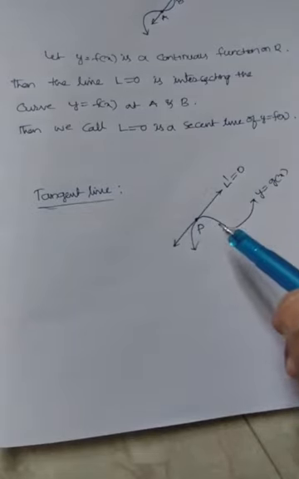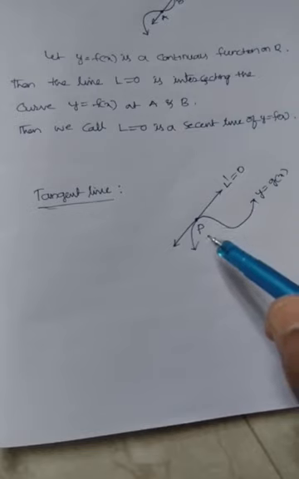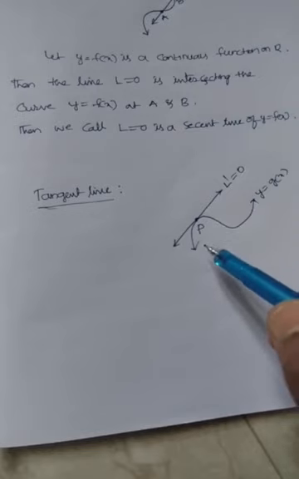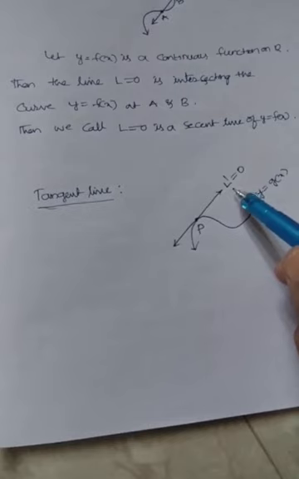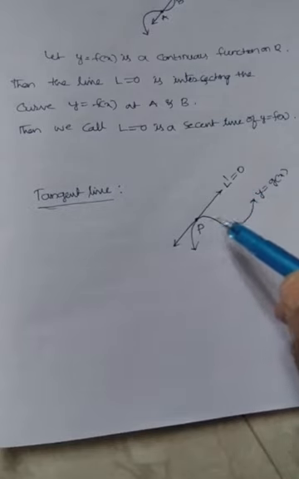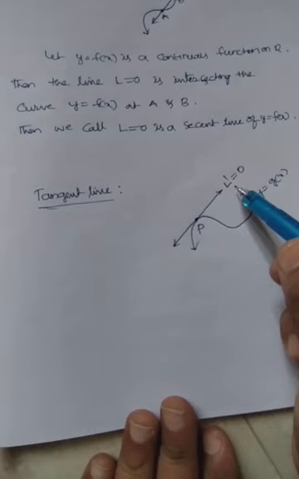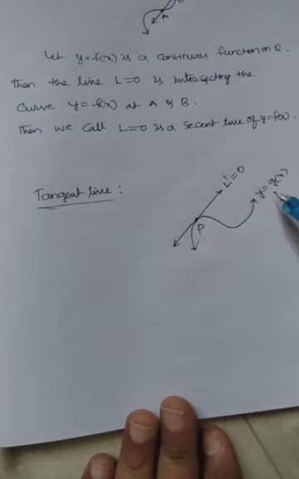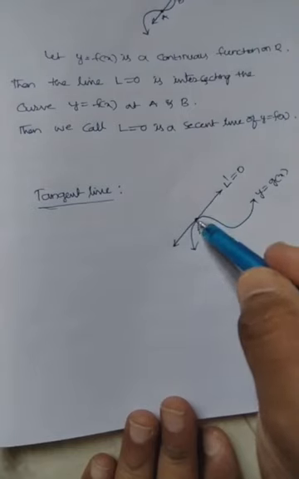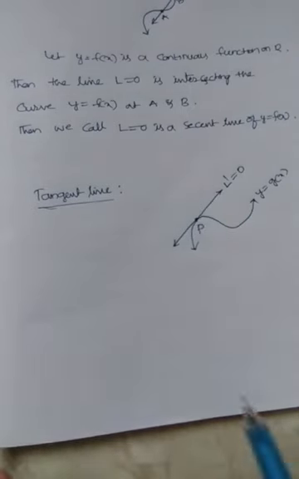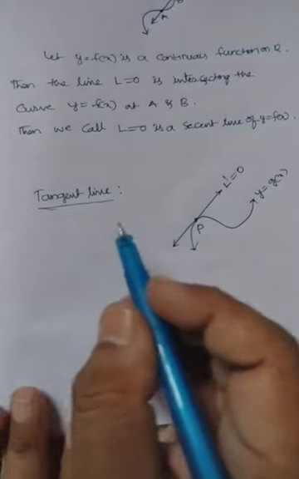What can we discuss here? The line L' = 0 is touching the curve at the point P. Now we can say that the line L' = 0 is the tangent line to the curve y = g(x) at the point of contact P. Did you get this point?